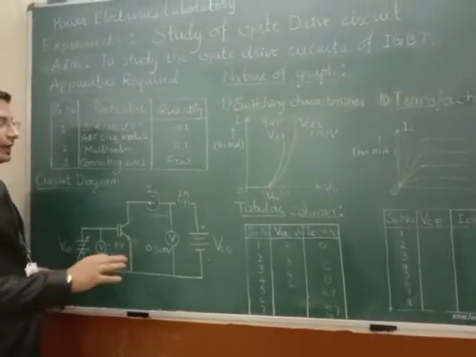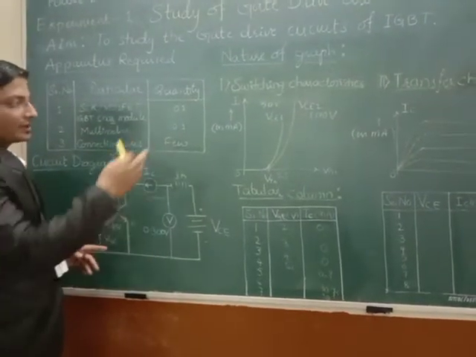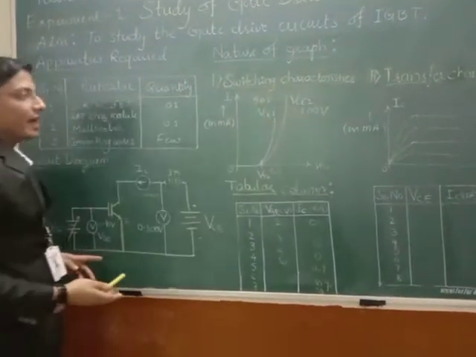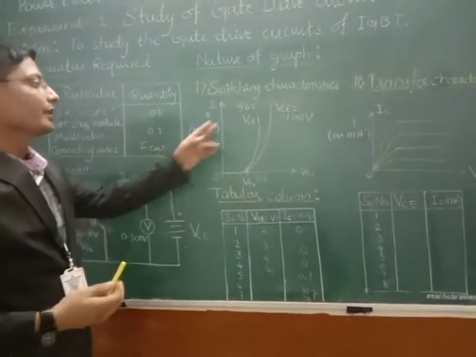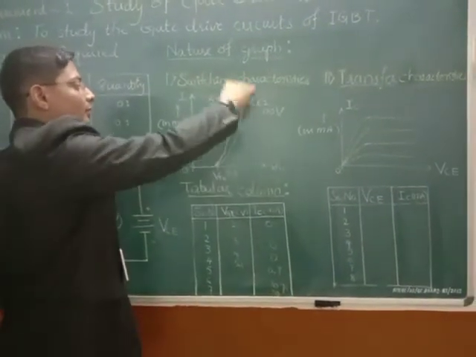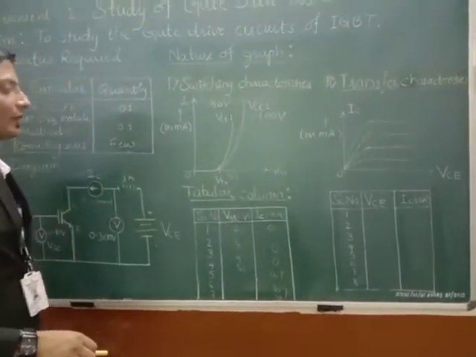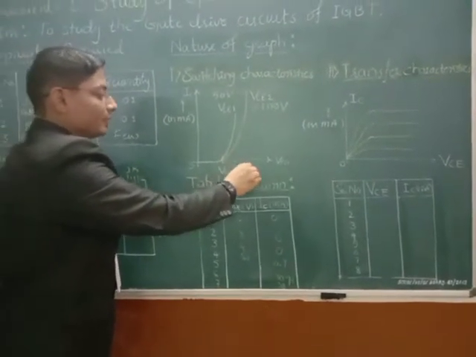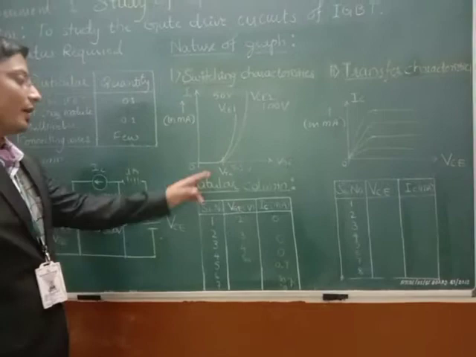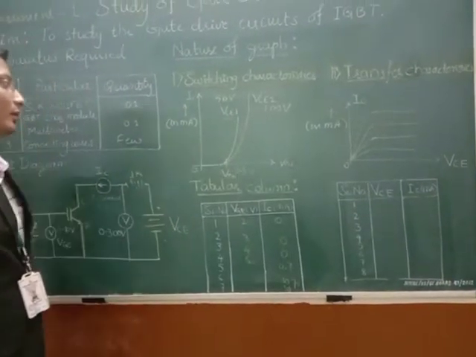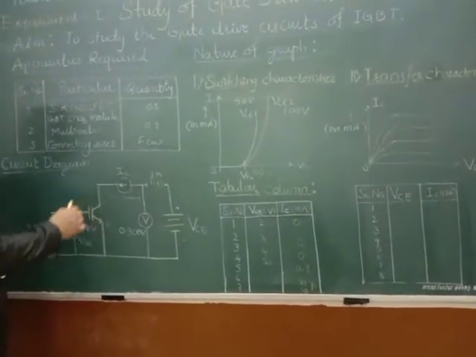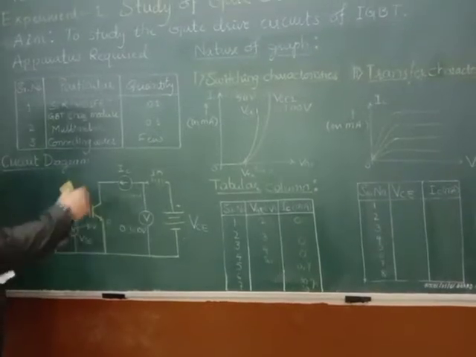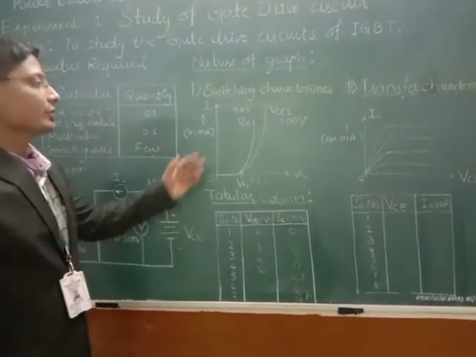Likewise we can repeat the same steps by changing to different values of VCE, and for every value of VCE we will get a curve. But one thing will be common in all those curves: the threshold voltage will remain exactly the same. At that particular applied gate voltage, the device is going to switch on and the current starts flowing. That is what the switching characteristics is.